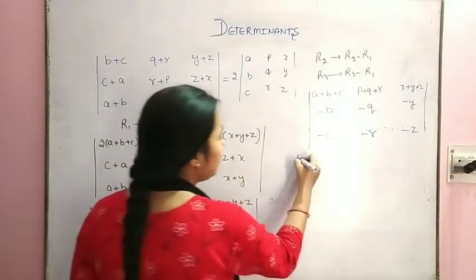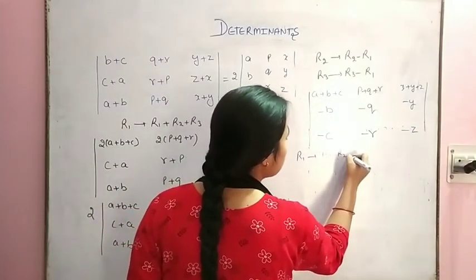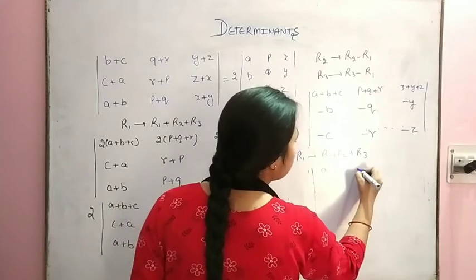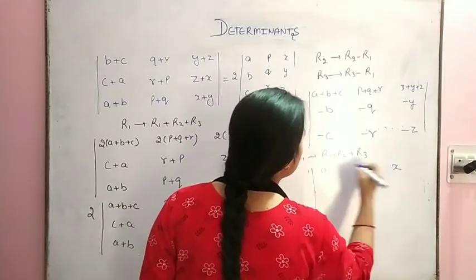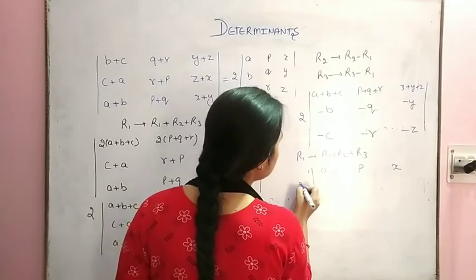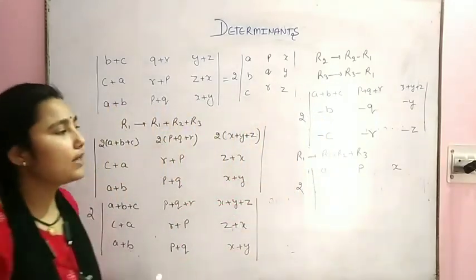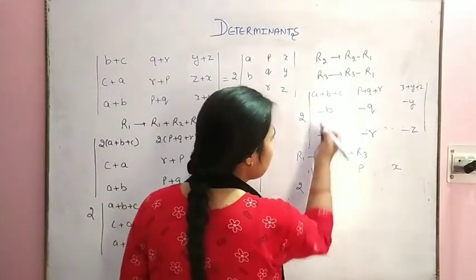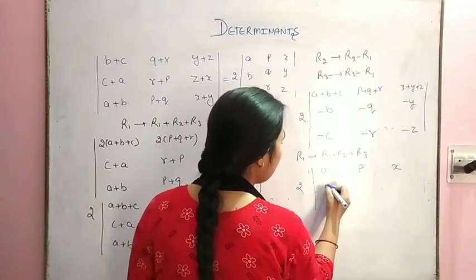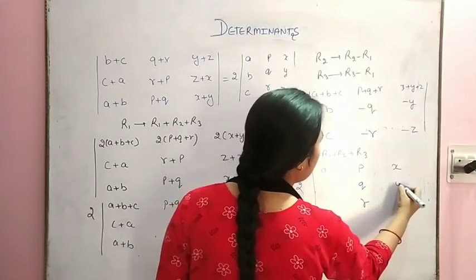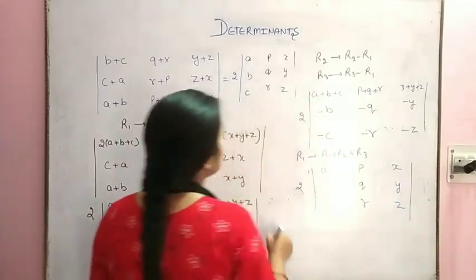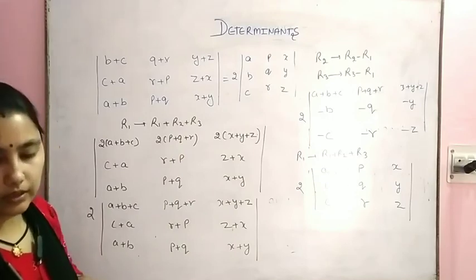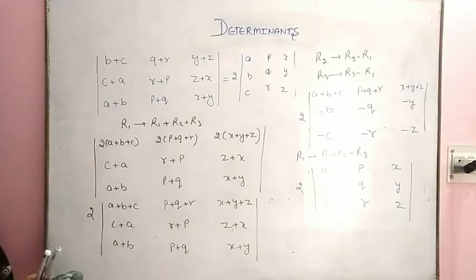If we add again, R1 tends to R1 plus R2 plus R3, what we get? B and C will be cancelled out. We get only A here and only P here and only X here. 2 is common here. Now minus 1 is taken common from R2 and from R3 also. So minus times minus is positive and the remaining is B C, Q R and Y Z. So this is the same as the right hand side. So it's proved, left hand side equals right hand side.